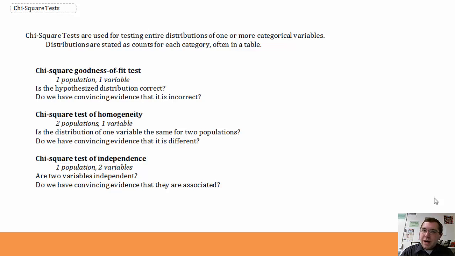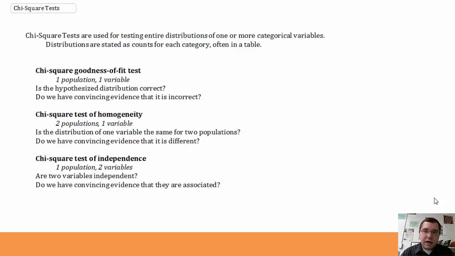Welcome to the video on Chi-square test. Chi-square tests are used for testing entire distributions of one or more categorical variables. These distributions are often stated as counts for multiple categories, usually displayed in a table. That will make more sense when we look at examples.